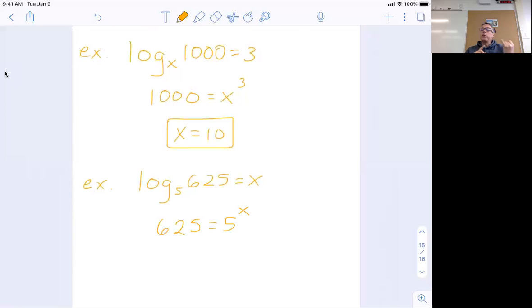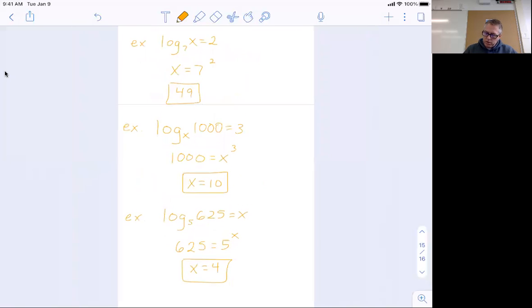I know that 5 to the first is 5. 5 squared is 25. 5 to the third is 125. So I'm guessing 4 is a good guess, because if I did 125 times 5, yeah, I would get 625. And so x comes out to be 4. So when you're solving some of these, you can think of it or even write it in exponential form and then do a little mental math to figure them out.